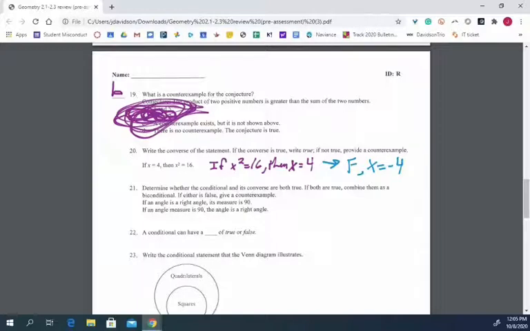21. If an angle is a right angle, then it measures 90. If it measures 90, then it's a right angle. Is that true? Sounds good. So we need to combine them as a biconditional. You can say it is a right angle if and only if it is 90 degrees.